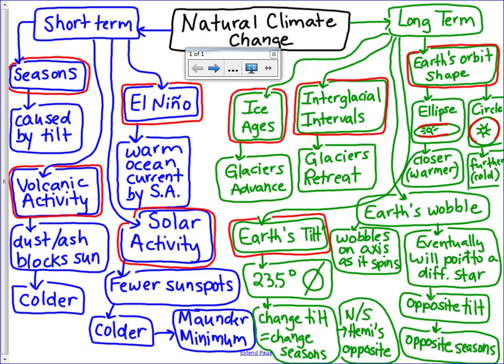And we have Earth's wobble. Right now, the North Pole points to the North Star. Eventually, it will switch to a different star, and when that happens, we'll have an opposite tilt and we'll have opposite seasons.